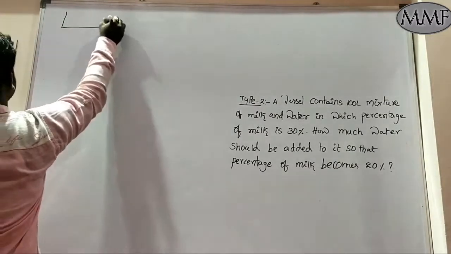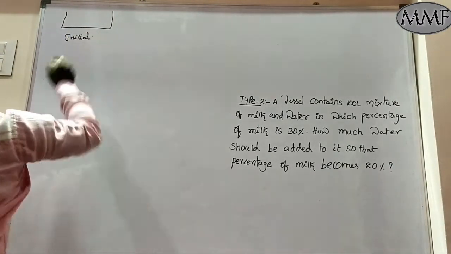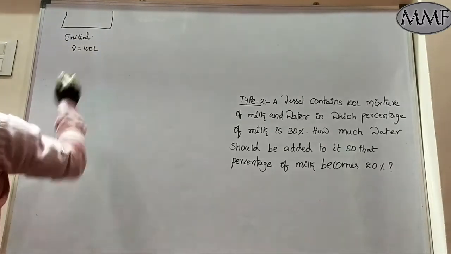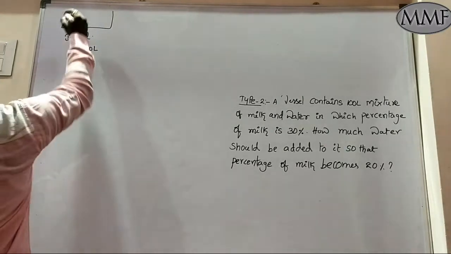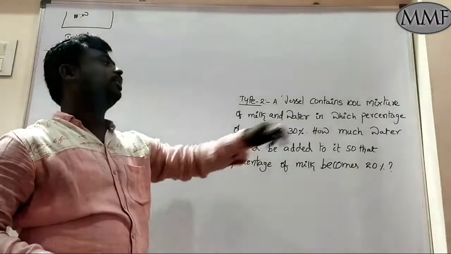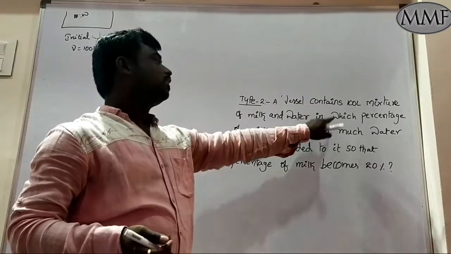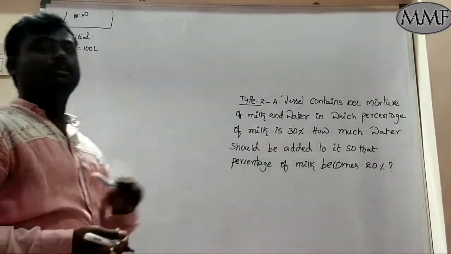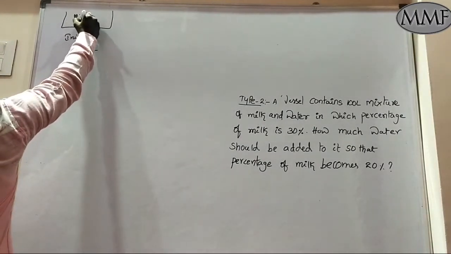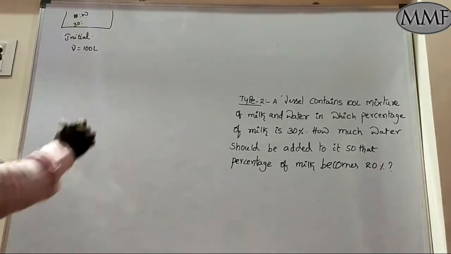So like this is a vessel, the initial vessel. What is the value? 100 liters of mixture. What are you having? Milk and water. Here the question is, the percentage of milk is 30. See here, initially milk is 30, total always 100. If milk is 30, what about water here? It will be 70.